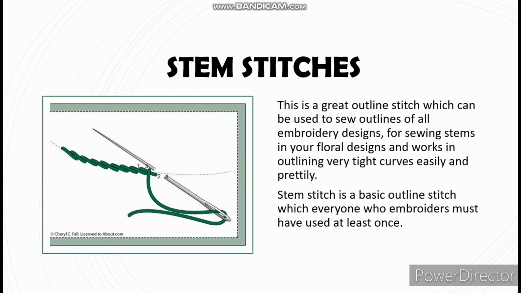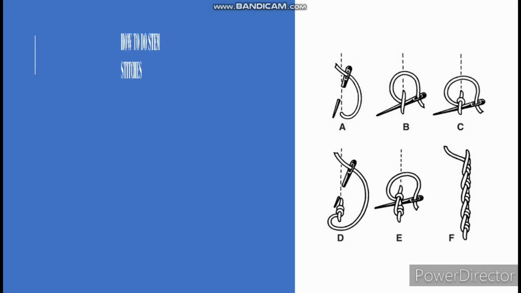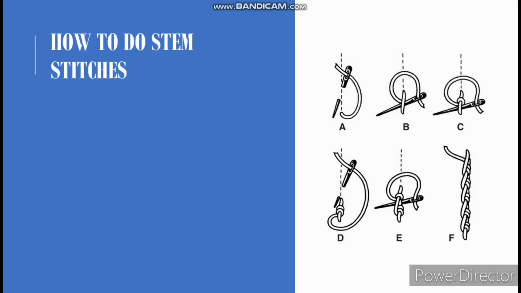Stem stitch is a basic outline stitch which everyone who embroiders must have used at least once. How to do stem stitches. Step 1.